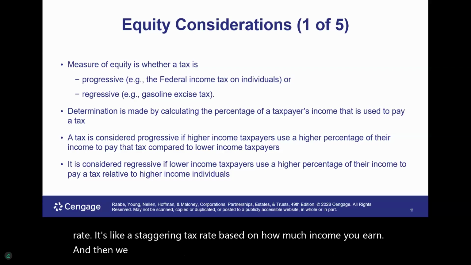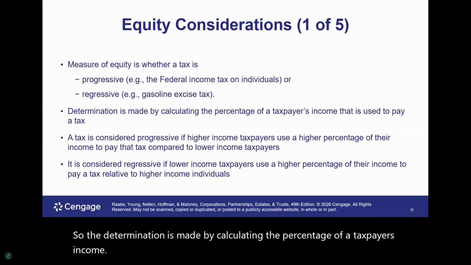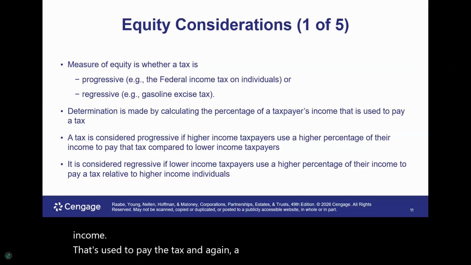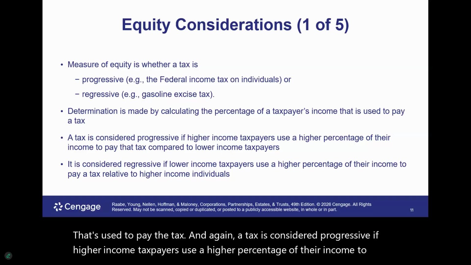And then we have regressive. An example would be the gasoline tax. So the determination is made by calculating the percentage of a taxpayer's income that's used to pay the tax. And again, a tax is considered progressive if higher income taxpayers use a higher percentage of their income to pay that tax compared to lower income taxpayers.